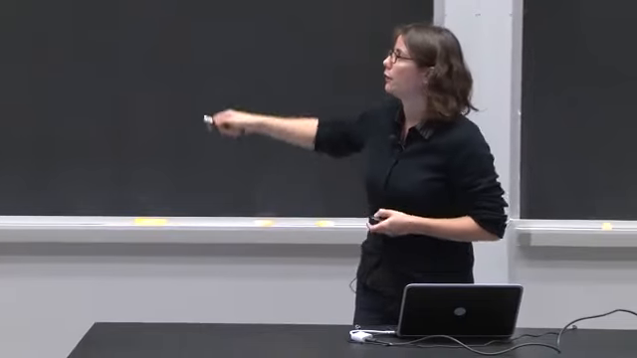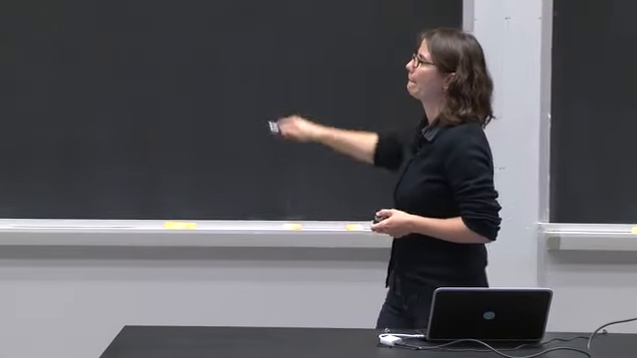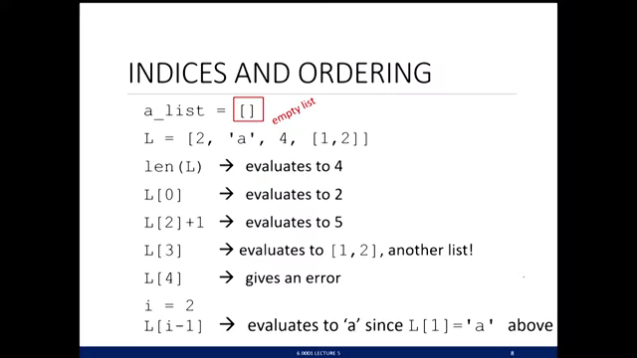Okay. So creating an empty list, you just do open, close, square brackets. You can have a list of elements of different types, even a list of lists, so one of the elements being a list.